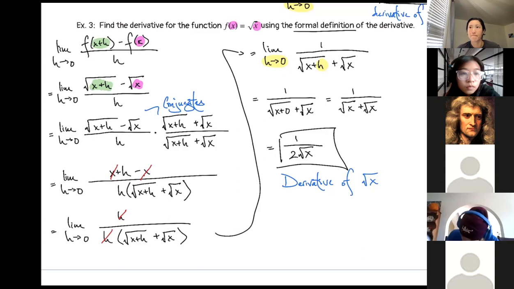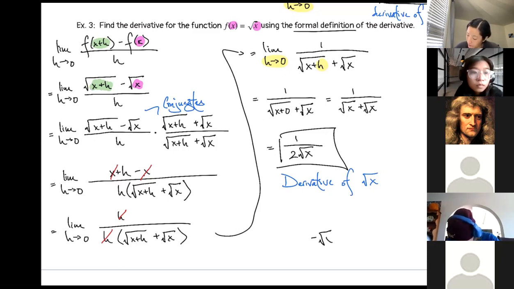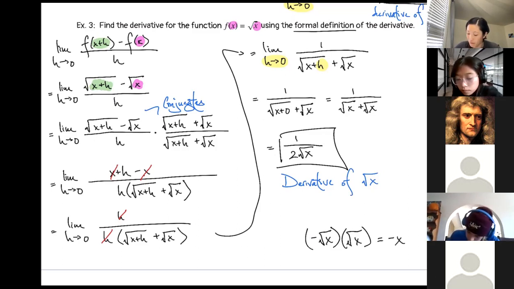I had a question about after the conjugates part. Okay. So the square roots cancel each other out for like the x plus h, but for the x's, why wouldn't it be 0? Because what we have there is we're saying negative square root of x times square root of x, which gives you negative x. Oh, okay. Is that what you were asking? Yeah. Okay. Thank you. You're welcome.